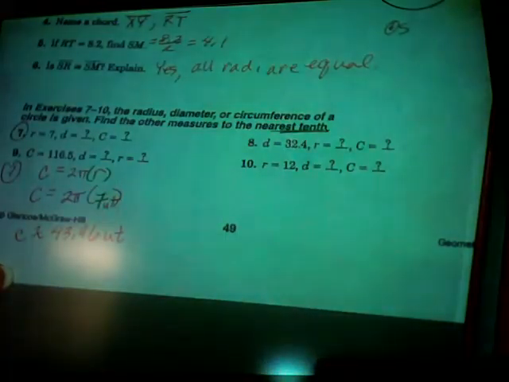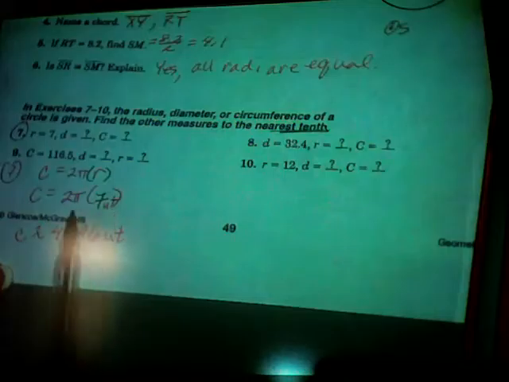And here's how you can tell. This would be units right there, wouldn't it, if I were to plug it in? What's 2 times 3.14 times 7 units? Is this going to end up getting squared or stay to the first power? There's no other units to multiply it to, is there? Doesn't it stay to the first power?